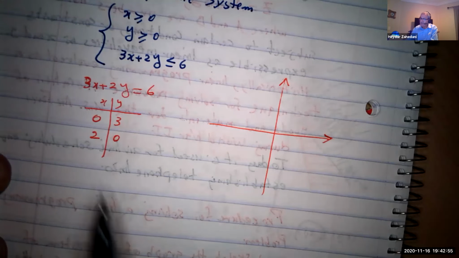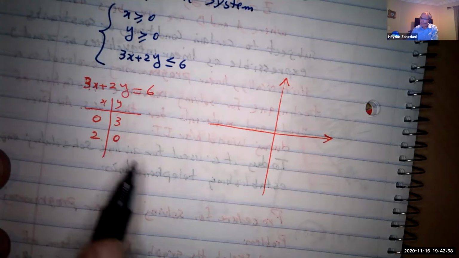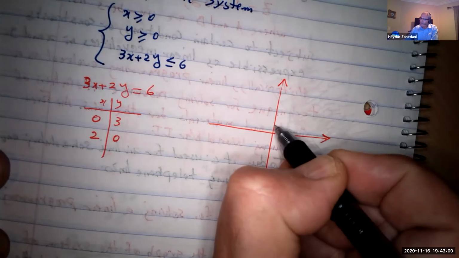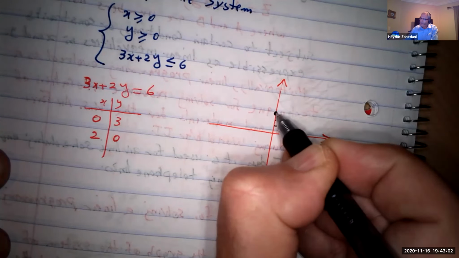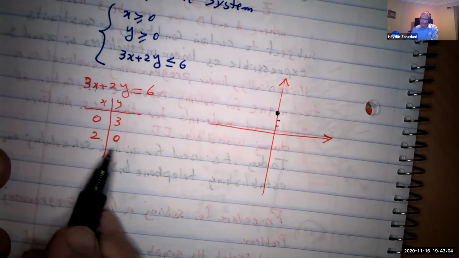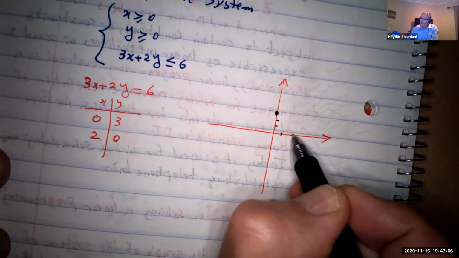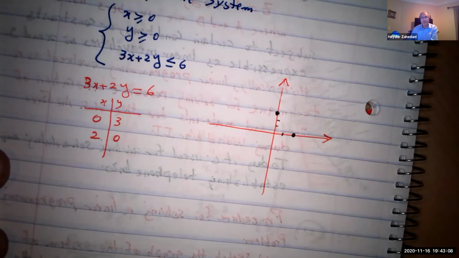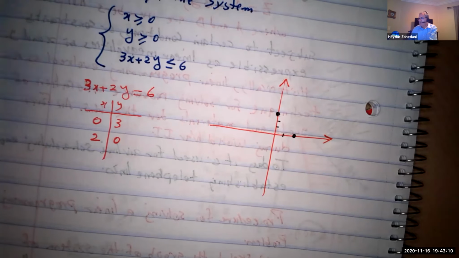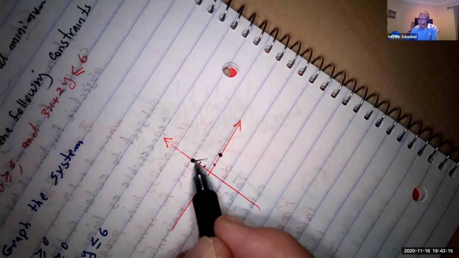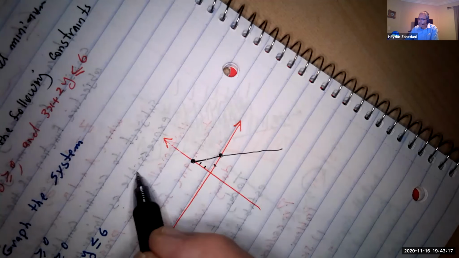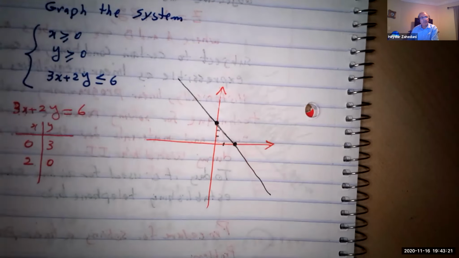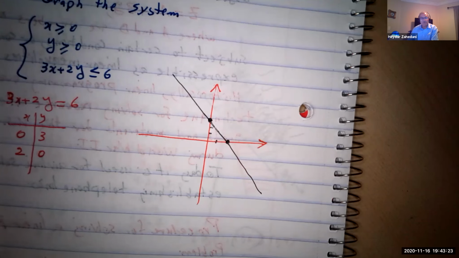Okay, so 0 and 3. So 3 units on the y is 1, 2, 3. That's one point. Then 2 and 0 is 1, 2. That's 2 and 0. Okay, get the line first. This is going to be the line. Get all the lines first, then identify the region in question.